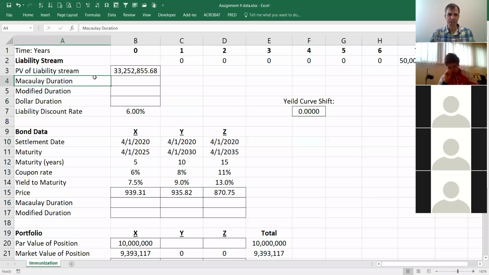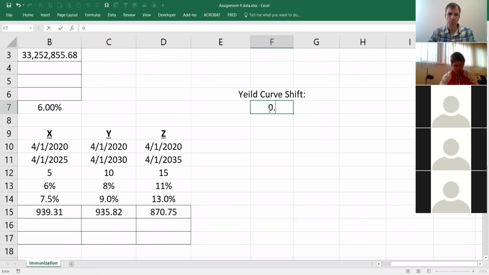Yeah, that's a good question. I would use the yield curve shift cell. So back up here in number 8, it says, what happens when interest rates or the yield curve shifts by 100 basis points? You can put 0.01 into this cell F, the yield curve shift cell. You see it? Okay, 0.01 here. And then it changes. Okay, all right, got it. Thank you.